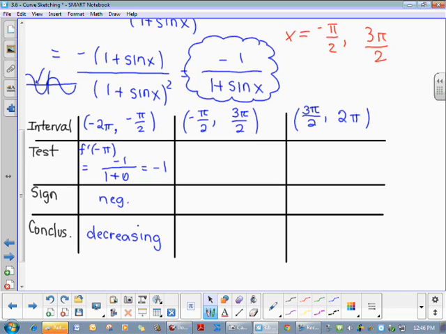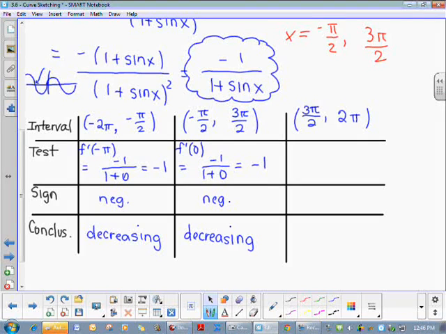All right. Between -pi/2 and 3pi/2, obviously the easiest test value would be 0. In this case, we would still have -1 on top over 1 plus the sine of 0. The sine of 0 is 0. Once again, we get a -1 result. Negative sign, of course, and the function is still decreasing. No change in its behavior.